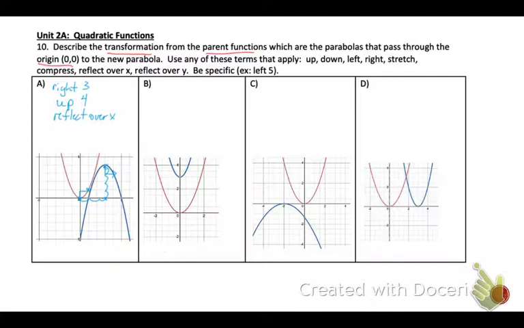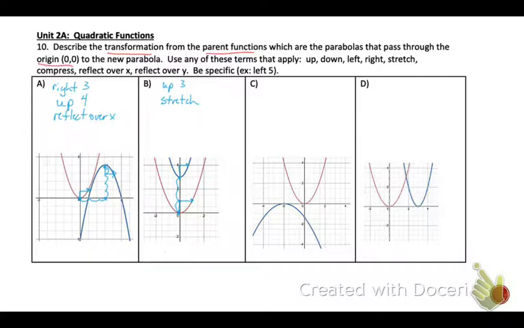So we're tracking the vertex on B, and notice that it is up by 3. And it has not shifted left or right. Let's check if it is a compress or a stretch. So we go up 1 over 1, and with the new one we go up and over, but before we go a full step we hit the parabola, so that means it's narrower than the original, so it's a stretch.